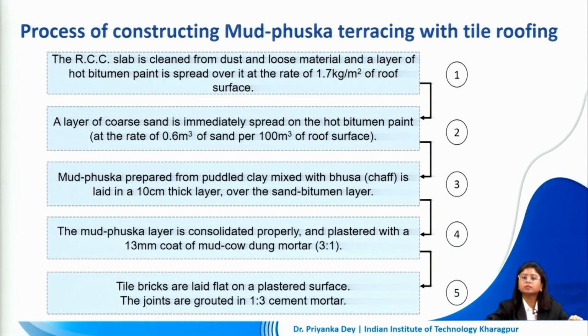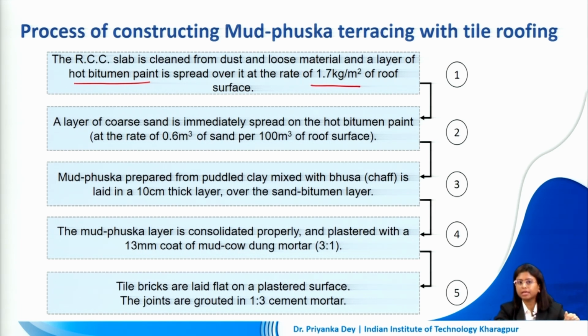The first step is that the RCC slab is cleaned from dust and any loose material. After we have cleared the entire surface, we do not want any debris because we are going to place the first layer of DPC. So, for damp proofing, we have to ensure that it has to be applied on a very clean surface without any projection, otherwise the layer will get damaged. So, we clean the RCC slab and we put a layer of hot bitumen paint. Now, this is spread over the entire surface of the roof at the rate of 1.7 kg per meter square.